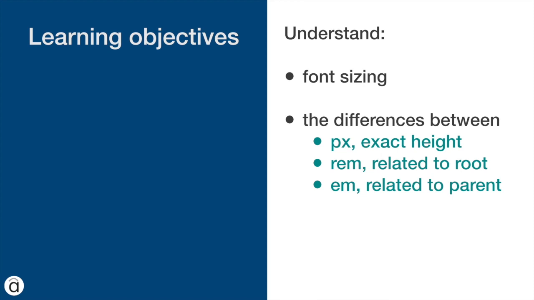And looking at the learning objectives, which were to understand font sizing and the difference between PX, REM and EM, I think we've covered that in our little coding session. PX sets the exact height. REM is related to the root, so R for root is the way that I remember it, and the EM is related to the parent.